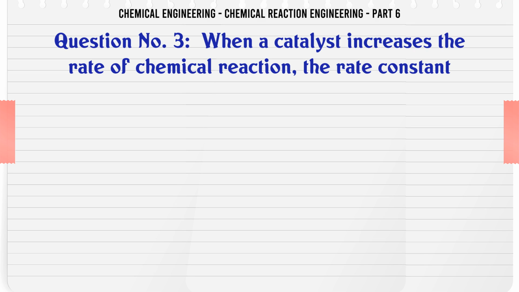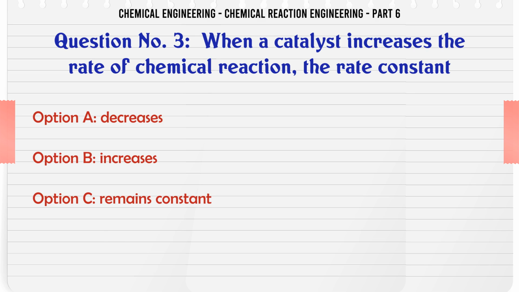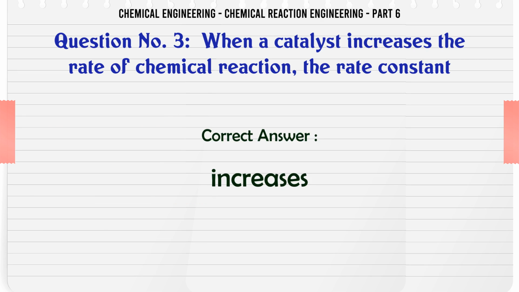When a catalyst increases the rate of chemical reaction, the rate constant A. decreases, B. increases, C. remains constant, D. becomes infinite. The correct answer is increases.